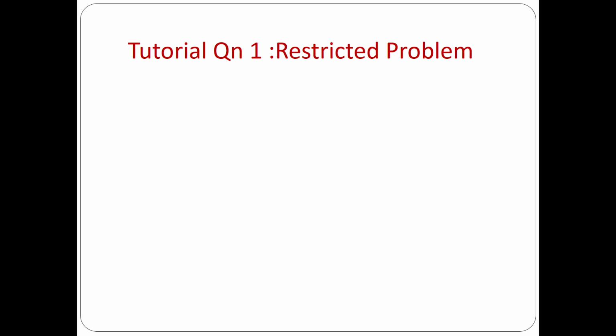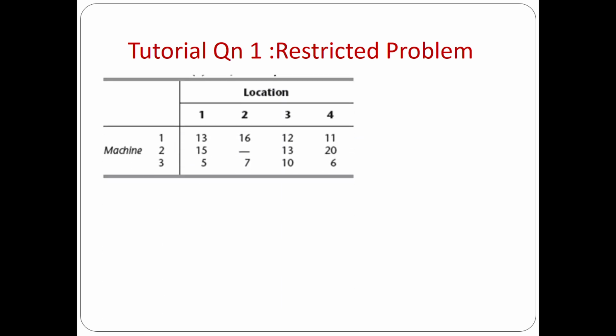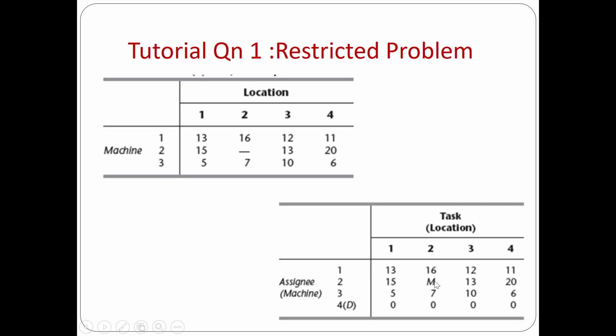Next is the restricted problem. So do it as a tutorial. This is the given problem: we have 3 machines and 4 locations, and a particular machine, machine number 2, cannot be allocated to location 2. So this is the additional restriction given. By having this, you have to solve the problem by using the Hungarian algorithm. For that, we have to assign a very large value M to this, and then we can start the procedure.